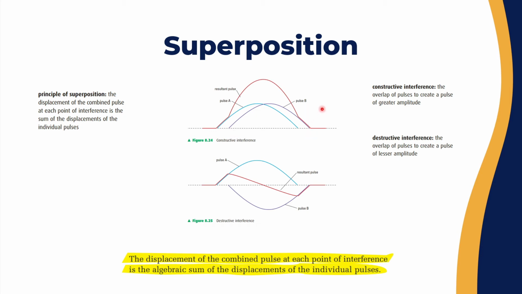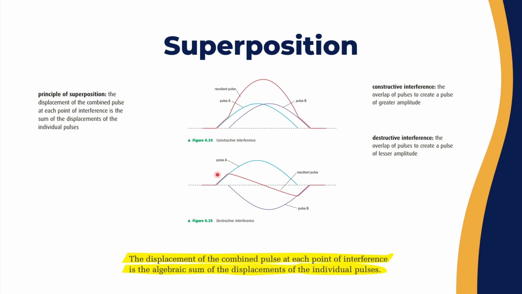Now there are some waves that, when they combine or interfere with each other, will add up and create a new shape. In this case, we call it constructive interference. That's when you overlap the pulses to create a pulse of greater amplitude. So pulse A is coming in from the right, pulse B coming in from the left. Then you create a new pulse with a higher amplitude. That's called constructive interference, because combining those two pulses created a higher amplitude.